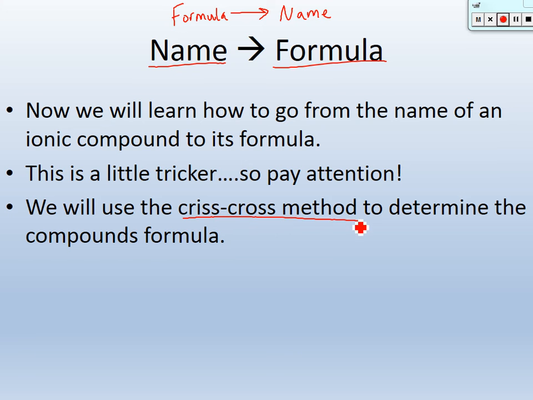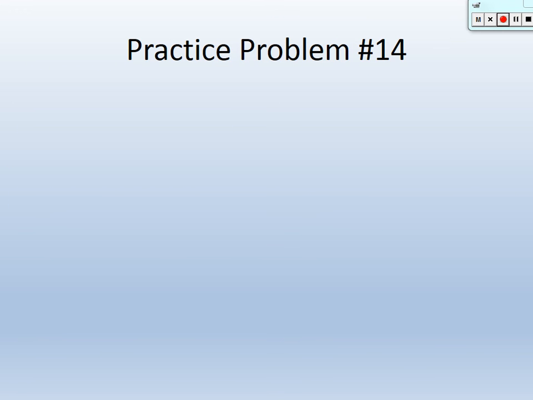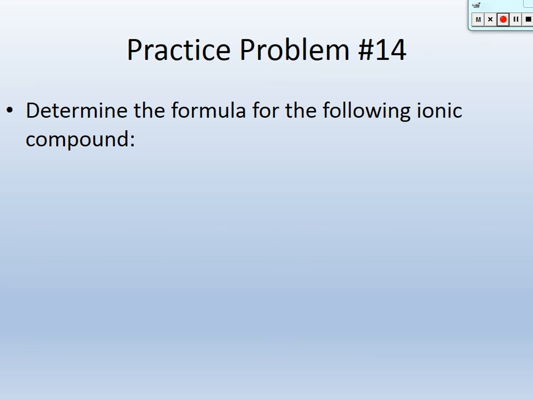I'm going to say that a lot for the rest of this video. Crisscross method to determine the compound's formula. So, practice problem 14. It says, determine the formula for the following ionic compound. Now, whenever it gives you a name like this and it just writes out the name, I want you to think about writing the charge of that element above its name.